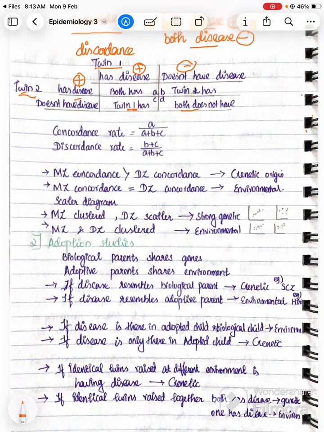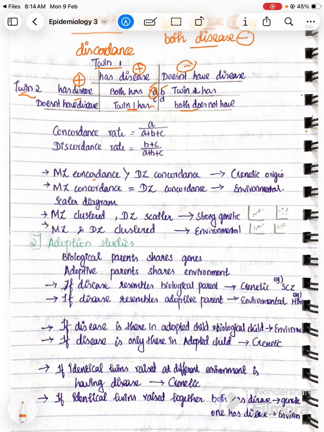Concordance rate is equal to A divided by those who have the disease. Discordance rate is B plus C divided by A plus B plus C. Monozygotic twin concordance more than dizygotic twin concordance means the disease is of genetic origin. Monozygotic concordance equal to dizygotic means the disease is of environmental origin.